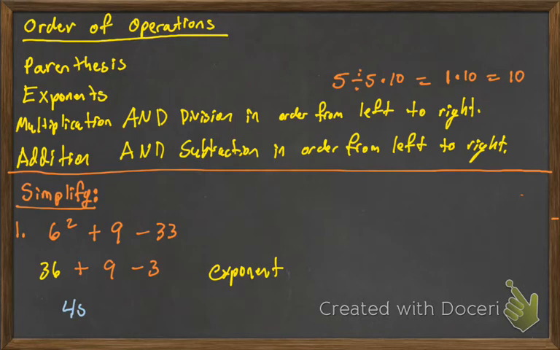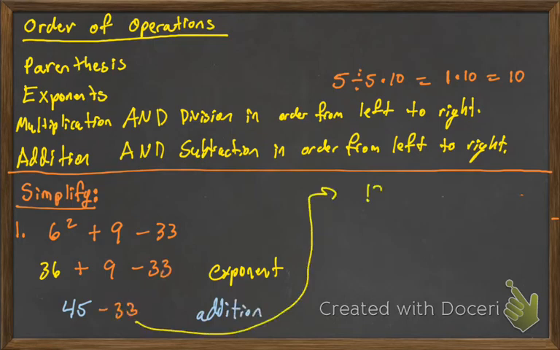Now all we have is addition and subtraction. We have to do that from left to right. We see the addition first. We do the 36 plus 9 is 45. And then minus 33. And then that's the last operation to do, the subtraction. And we get an answer of 12. Okay. So we'll go through, we'll do a couple more examples.